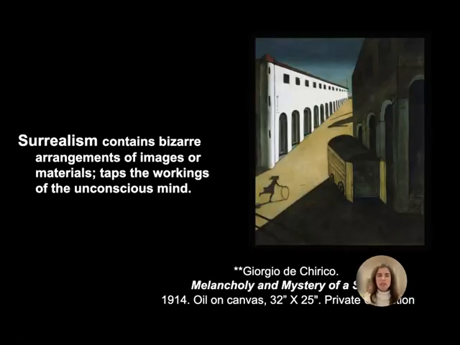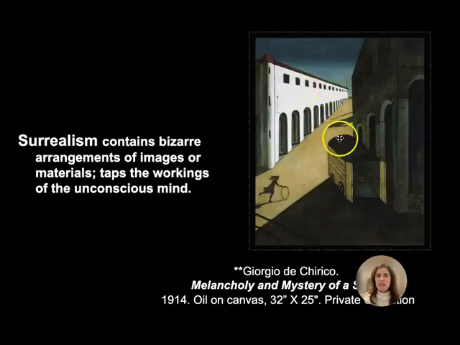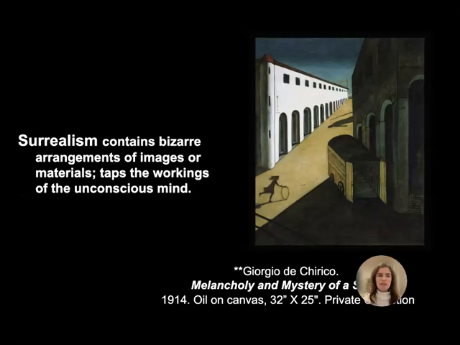So I've been using the term surrealism. So let's define surrealism. Surrealism contains bizarre arrangements of images or materials and taps the workings of the unconscious mind. And so here we can just see that idea of surrealism, especially like this figure here. Some people say, oh, is this a menacing figure in the background? Is it a sculpture, but it just looks like a menacing figure? And then you have this young girl playing with a hoop who's moving through the street. What's going on with this trailer here that's just empty? You have this dramatic difference between deep shadow and then kind of overexposed brightness on the other side.